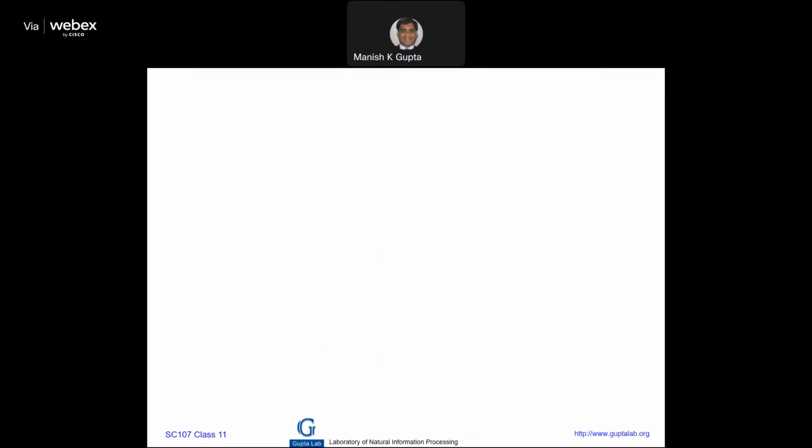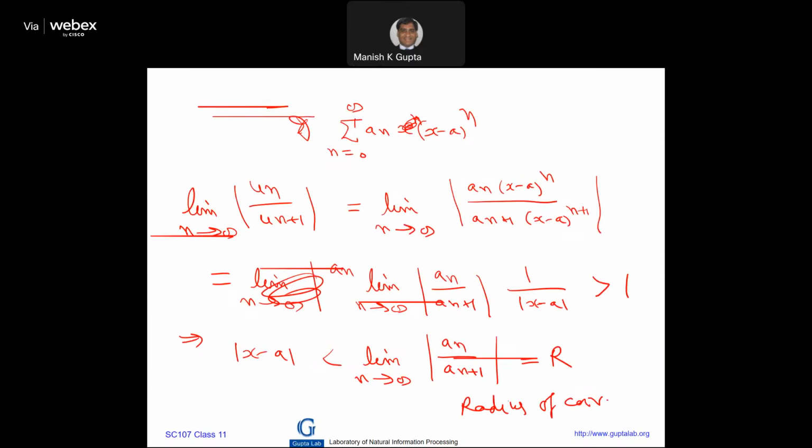So the series is convergent if mod of x minus a is less than R. From this expression, I am able to find the value of R. Easy? Now I can give you one or two examples to show how we approach finding a radius of convergence. Basically we just have to compute this value, and then we know the value of R.